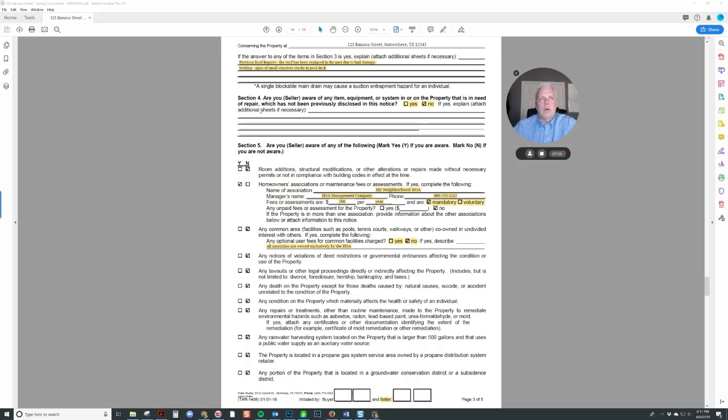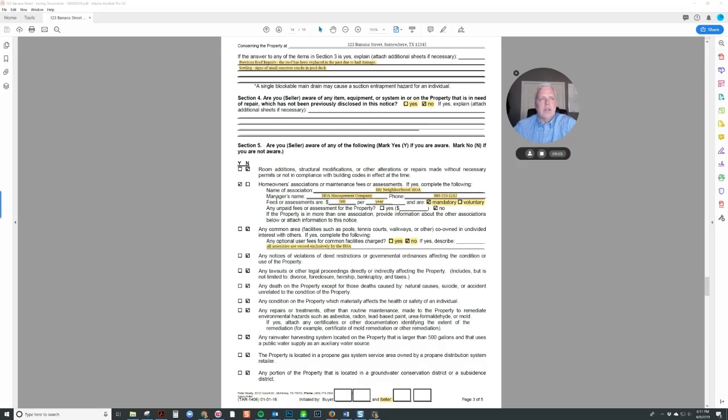In section 4, it's asking, are you aware of any item, equipment, or system in the property that is in need of repair, which has not been discussed prior to this section? So if there was something specific on there that had a problem, maybe a pool, just different things, you would come in here and explain what was wrong if it hadn't been addressed above.